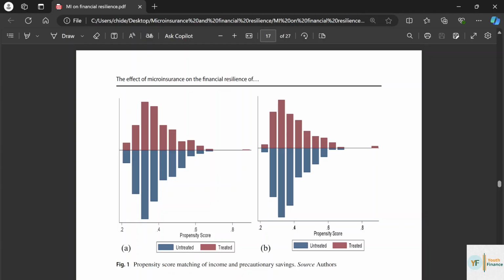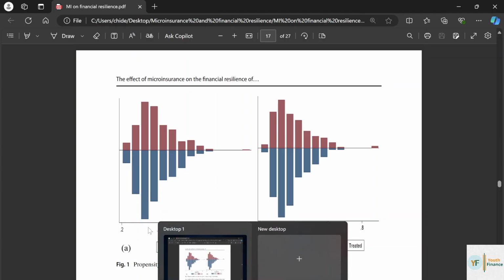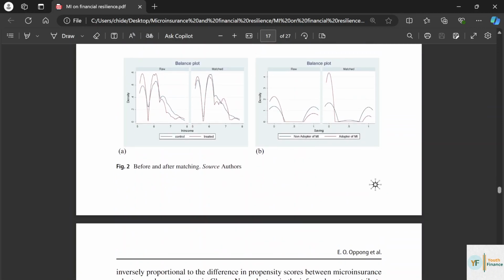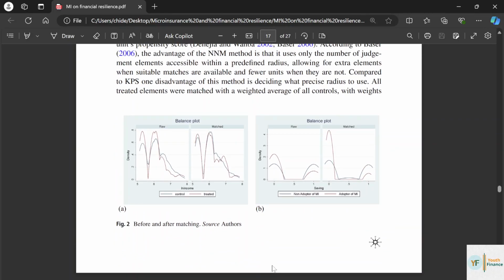So the figure 1 shows that each respondent in the analysis has a positive probability of adopting microinsurance, and that each adopter of microinsurance has a corresponding non-adopter of the microinsurance policy. So when we move now to the before and after matching, okay, so this is before for the income and then after for the income, before for the precautionary saving and after for the precautionary saving.